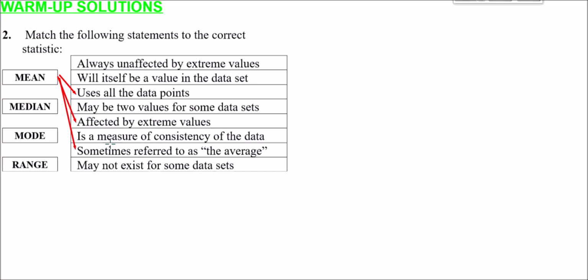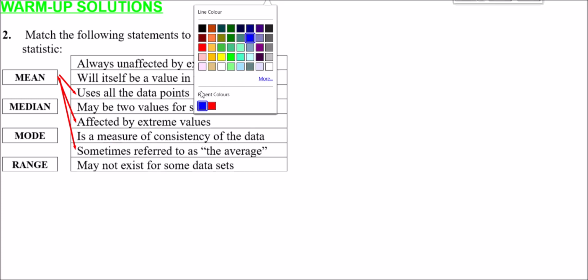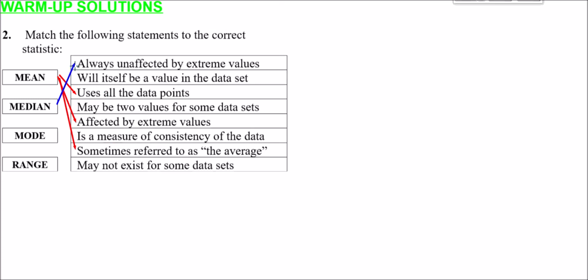So next up, let's be thinking of the median. The median is always going to be unaffected by extreme values. It only considers the middle ones, so it's never going to be affected by the ones on the extreme high or extreme low side. As well as that, let's see if there's anything else for the median. In fact, I don't think there is. So that's all we need to do for the median.